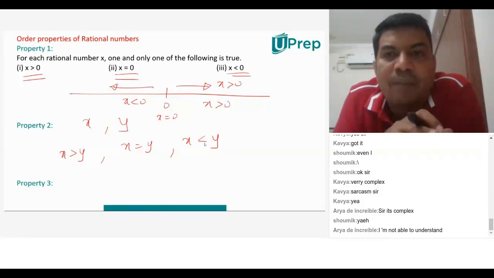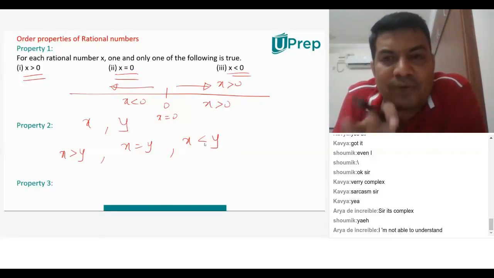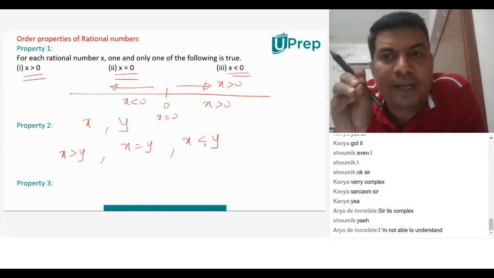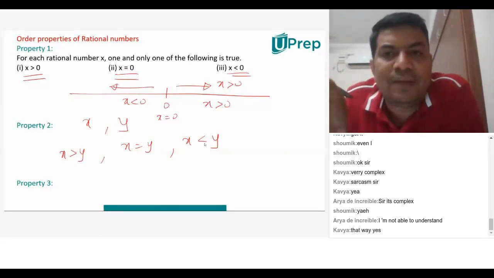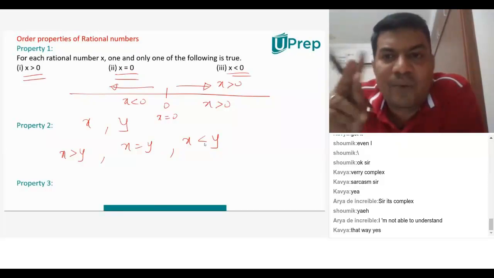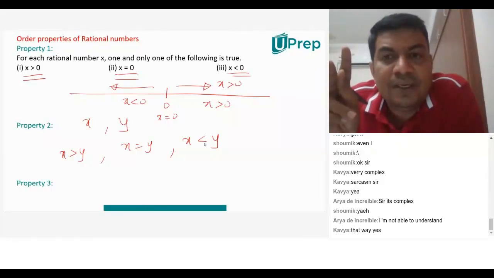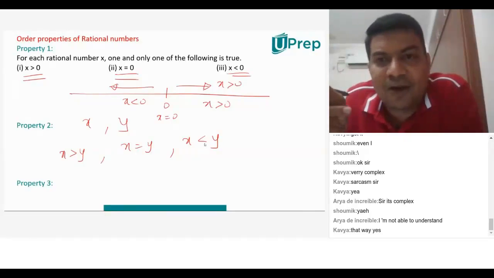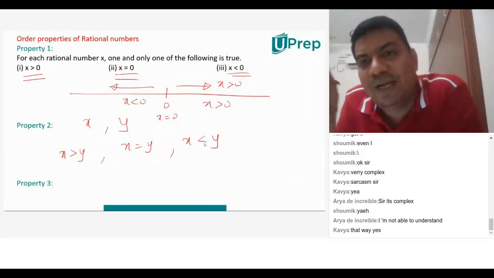So when we discuss problems, we'll understand this. But in terms of learning as a concept, I need you to quickly know that any rational number will either be less than 0 or greater than 0 or equal to 0. Similarly, when we compare two rational numbers, one has to be greater than the other, or it should be equal to the other, or it should be less than the other.